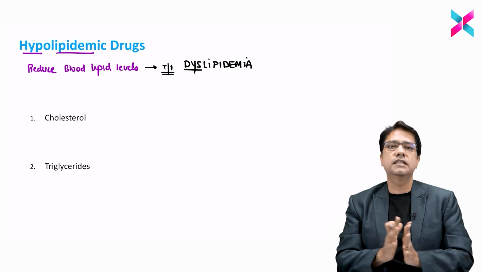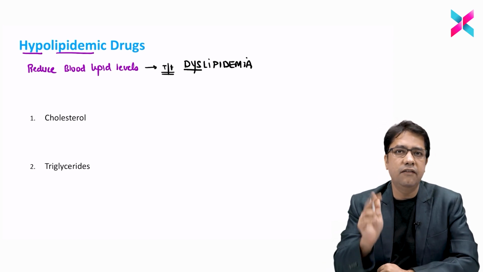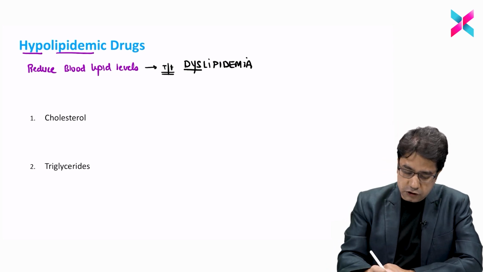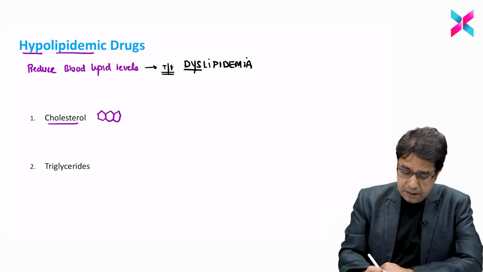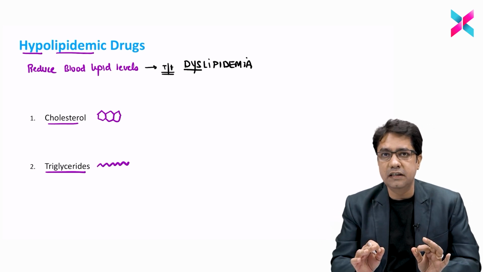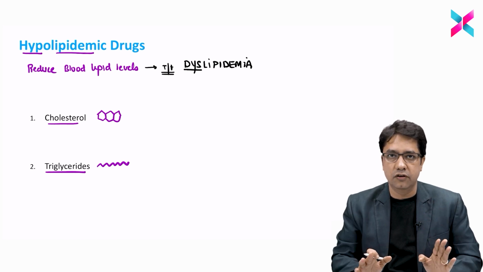Now, to understand it in a more simple way, remember we have two types of bad lipids. The first is cholesterol. Remember, cholesterol is a cyclical lipid. It has cyclical rings. And another lipid is triglyceride. Triglyceride is a straight chain lipid. Now, these two lipids, when increased in the body, remember they are very bad for us.